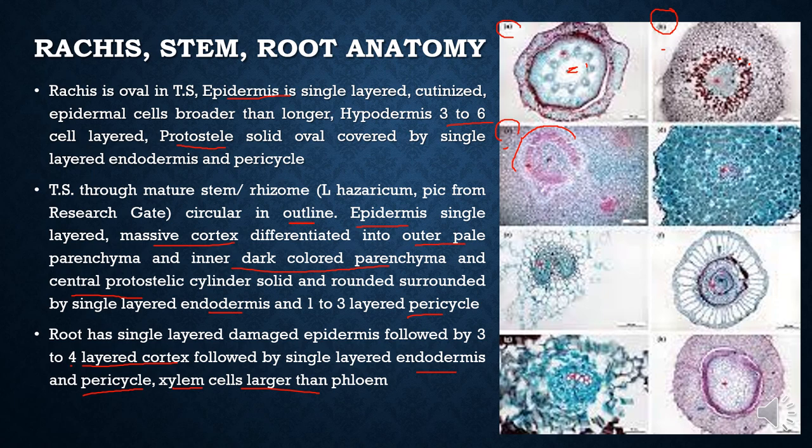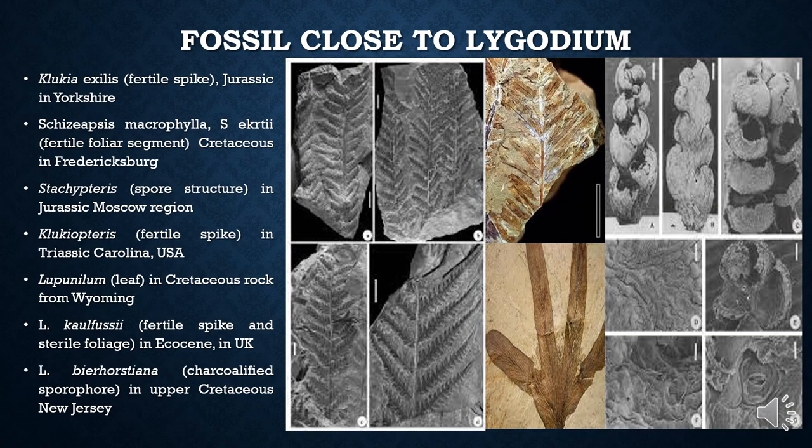So this was all about the rachis, the stem and the root. These are pictures of the sporangium, how the sporangium looks, and this is the picture of a single spore, how it looks. If you want to know the details of the sporangial structure and the spore structure, I have made a video on reproduction, where I have discussed in detail the fossil forms in Lygodium and the sporangium. Most of these fossils belong to the order Schizaeales, so they are close to Lygodium.